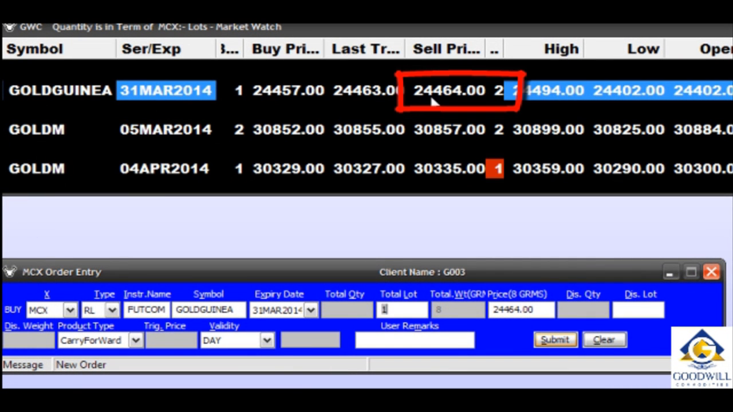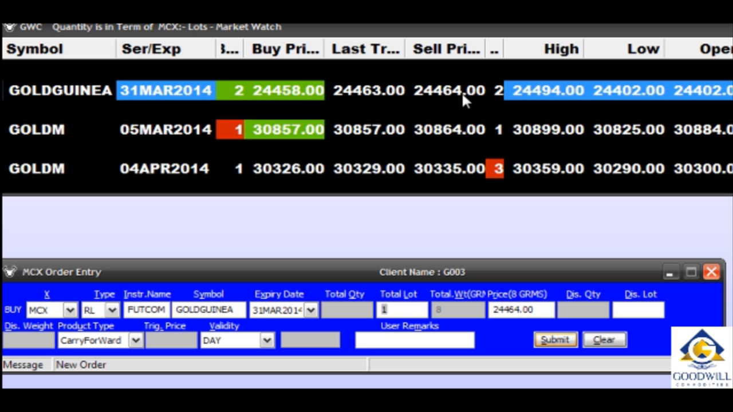At 24,464. This is the best next available price for me to purchase gold Guinea at present. Now the market is slow. So if there is any fundamental news, or if the price is breaking any major support or resistance zone, the market will be fast.